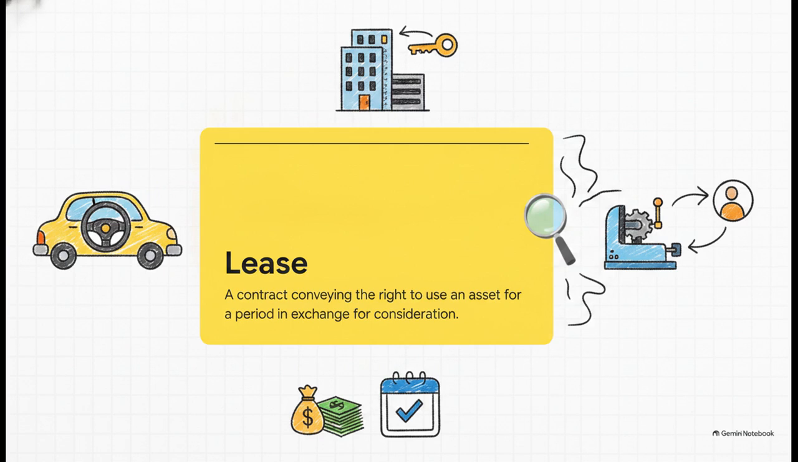Basically, the customer has to be the one calling the shots. They get to direct how the asset is used, what its purpose is, and how it operates. If you don't have that level of control, well, you don't have a lease.